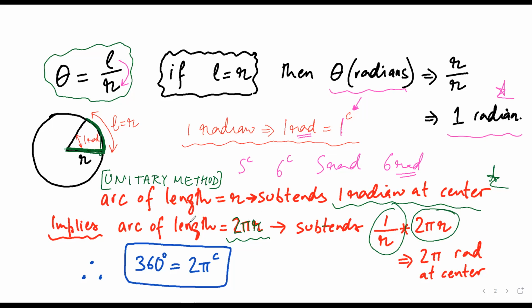No. Okay. Now, if I solve this, r and r will cancel, and the angle which is subtended at the center of the circle by an arc whose measure is 2 pi r is equal to 2 pi radian. Avantika, any doubt? No. Okay.